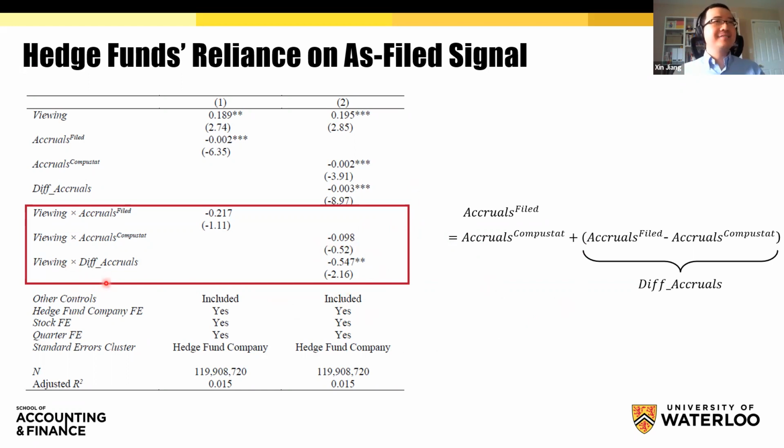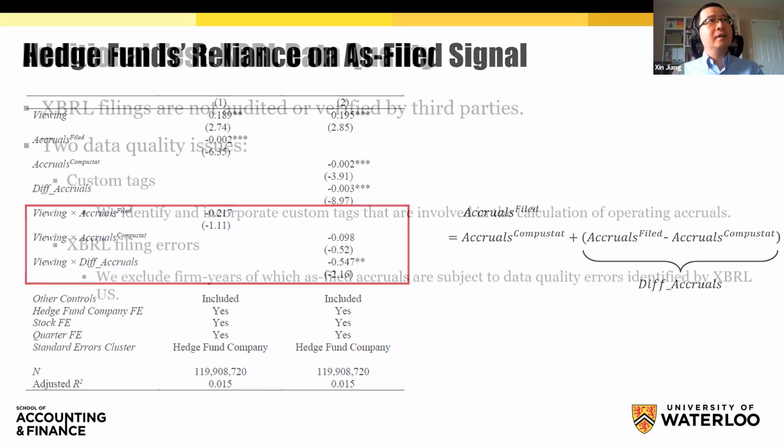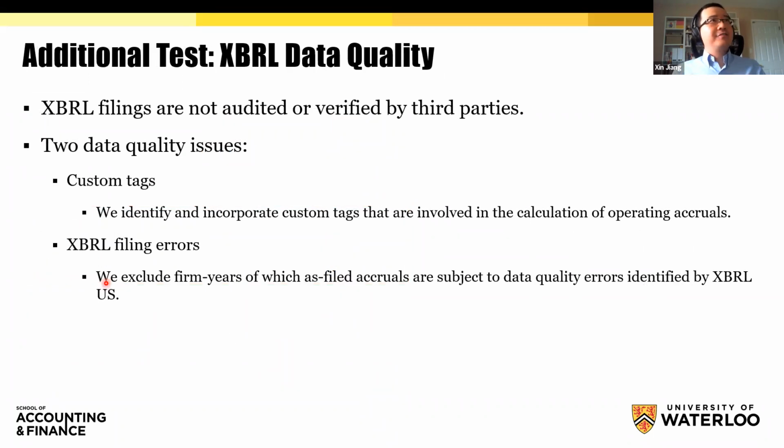And we tentatively interpret our result here as this: viewing XBRL filings indeed facilitates hedge funds' operating accruals-based trades, especially when XBRL accruals are different from the CompuStat accruals, when the hedge funds can learn some new information by looking into the XBRL filings. And finally, we have done a bunch of additional tests to make sure our findings are robust.